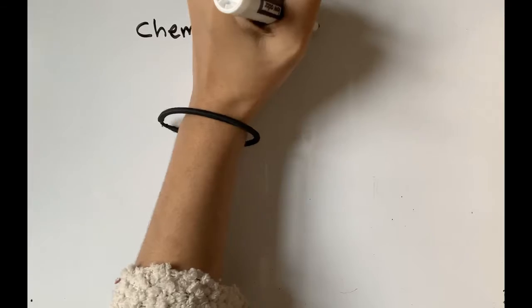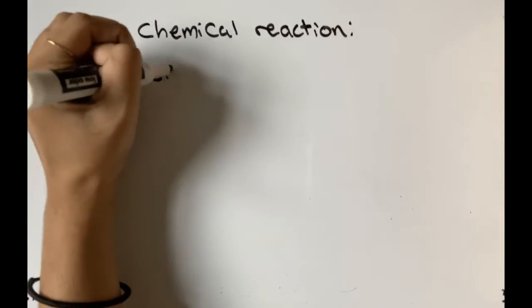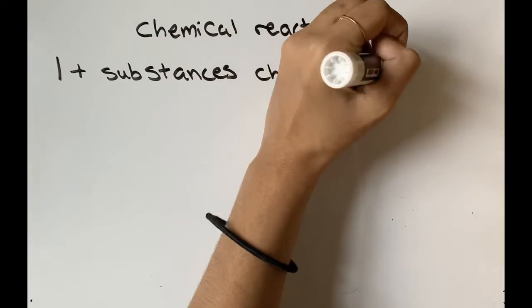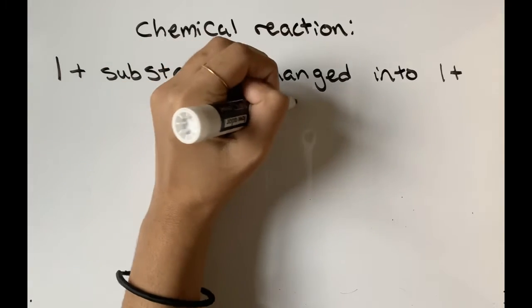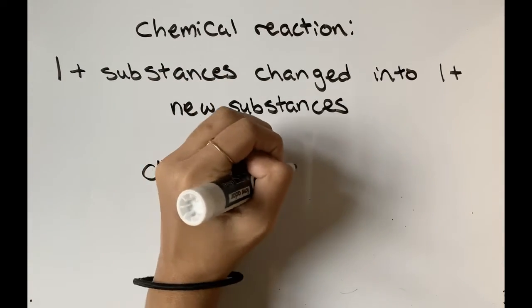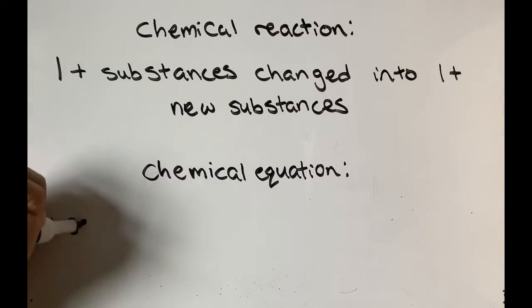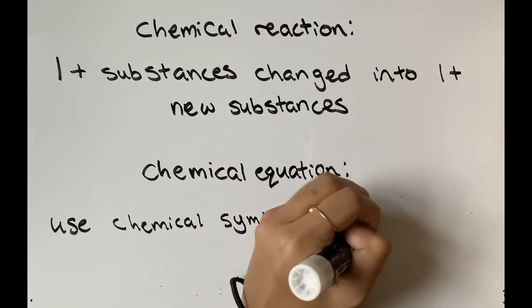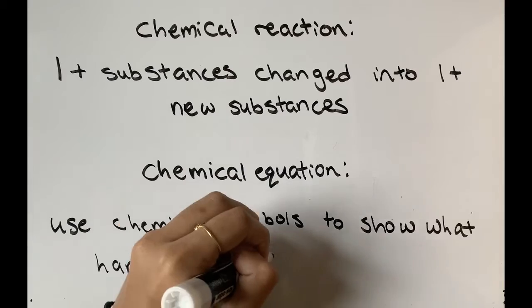A chemical reaction is a process in which one or more substances are changed into one or more new substances. To be able to visualize and predict chemical reactions, we use chemical equations. They use chemical symbols to show what happens in a chemical reaction.